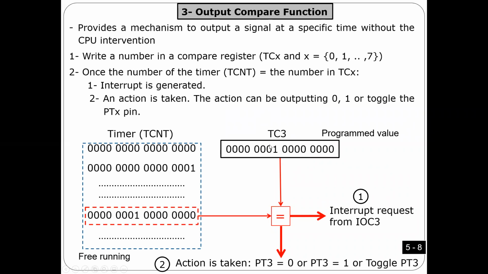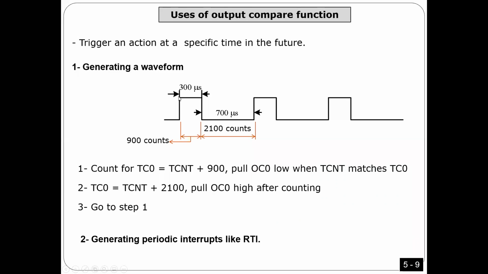Also, you can see a big overlap between output compare and RTI. Why? RTI is used if you want to make periodic interrupts. This one can do the same thing, because here I put some value in the future. So I say after 900, make an interrupt; then another 900, make an interrupt, another 900, make an interrupt. That's how I can make periodic interrupts every 900 counts, or every 300 microseconds.